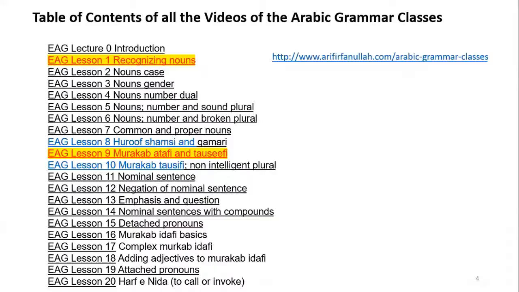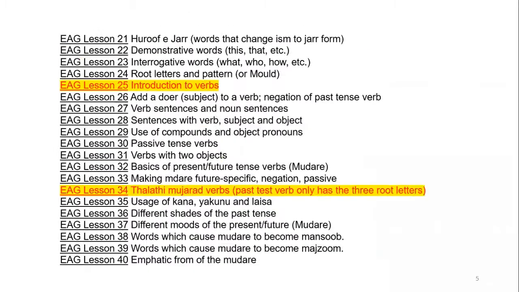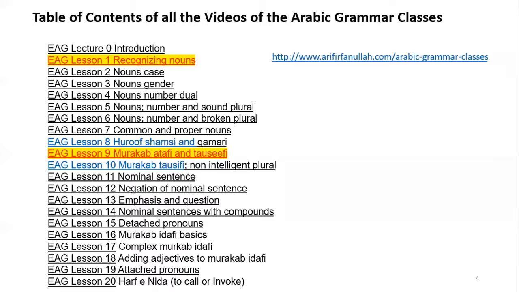And Arif Saab has recently also updated and made a table of contents of all the videos in his Arabic grammar class. So if you look at this, there are a total of 61 or 62 sessions. The link is given over here as well, and these can be easily found. These start with the noun section, and then we have the sentences or the murakkabs, as you might call them, starting from lesson number 9.